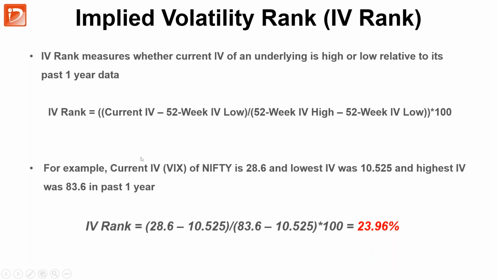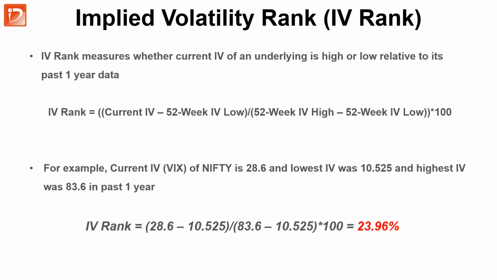For example, the current IV of Nifty is 28.6, the lowest IV in the last 1 year was 10.5, and the highest IV was 83.6. Using that formula, we can say that the current IV rank is 23.96%.